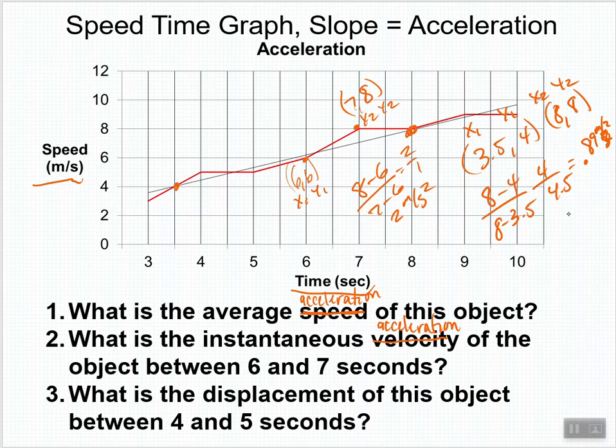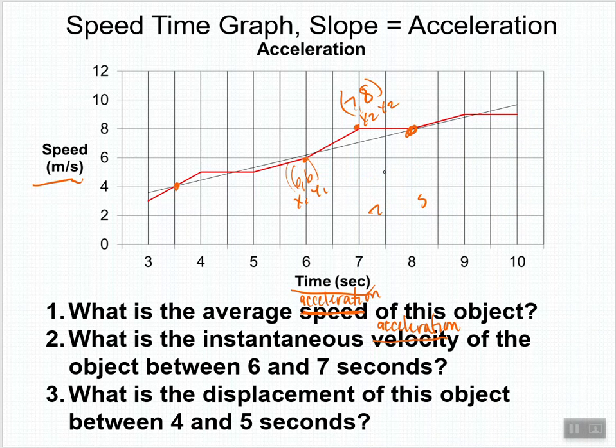Now the next question says, what is the displacement of this object? Well, that kind of takes us into the next thing. Students are usually really good at finding the acceleration and speeds because they know how to find the slope. But there's another thing we can do with the graph, which is we can multiply. To find the slope, we divide. To find the area is to multiply. And what we do then with that is we need to find the area of a certain figure. In this case, we want to go between 4 and 5 seconds.